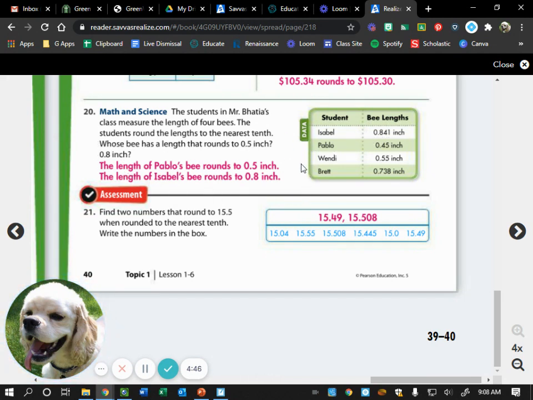Yes, Addie. Yes, 5/10 of an inch. Yep. Layla. Yep. So Pablo's bee rounds to 5/10 of an inch and Isabel's bee rounds to 8/10 of an inch. Does that make more sense to those of you who weren't quite understanding it? That you had to round the numbers first, then you were able to answer the question? A little bit more? Okay. I know that this one was a little trickier because you figured they had already rounded it, but you just want to look at those numbers and think, that doesn't make sense. They aren't rounded to the tenths place yet.